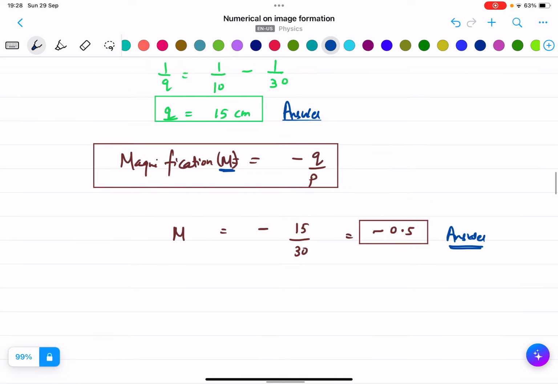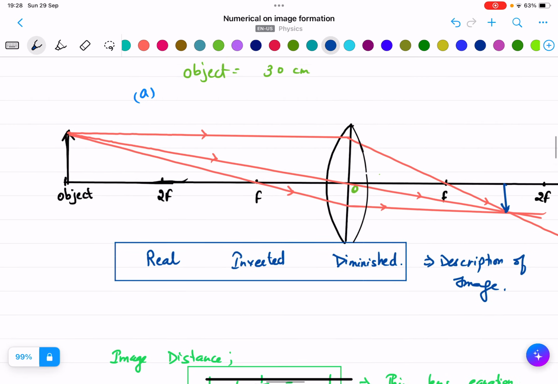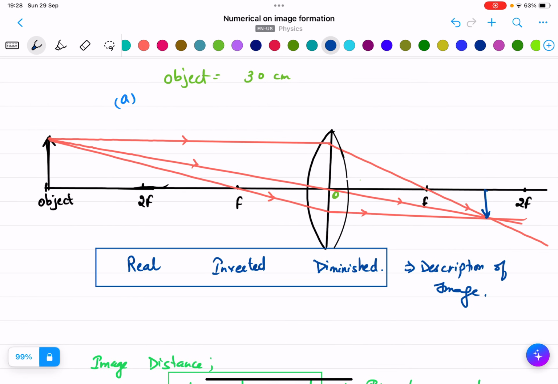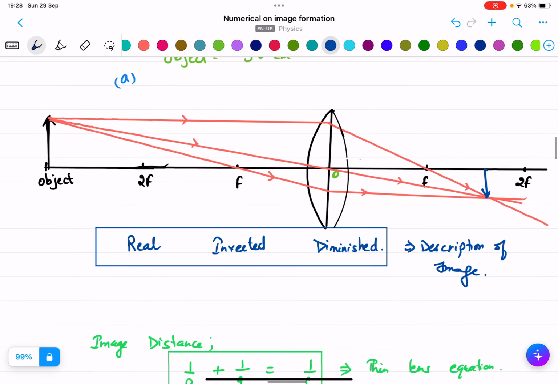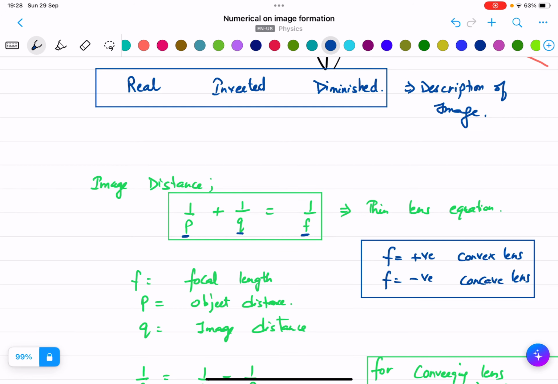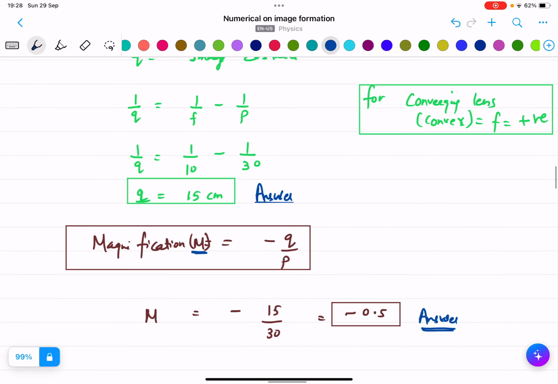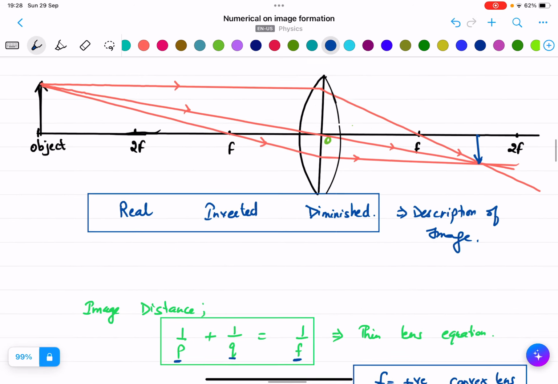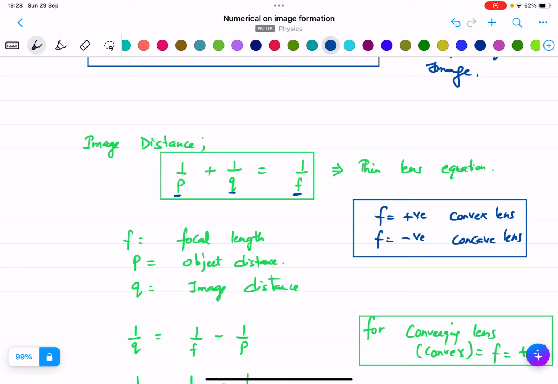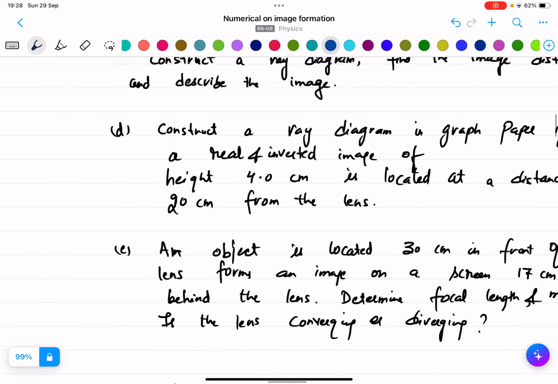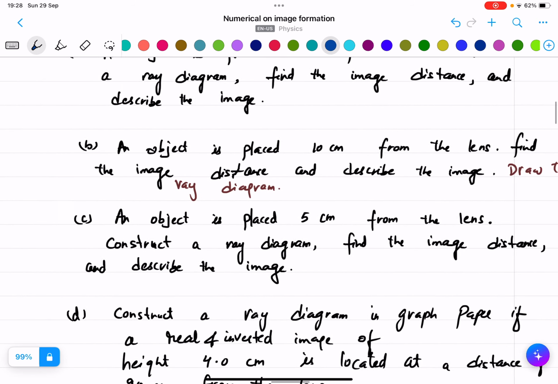Okay, so it's very simple. In every question you need to construct this ray diagram. After the ray diagram you need to find the image, object, focal, whatever is asked in the question, and then the magnification. And remember, if you are using the convex lens, then f equals positive, and if you are using the concave lens, f equals negative. Okay, let's move to part B.